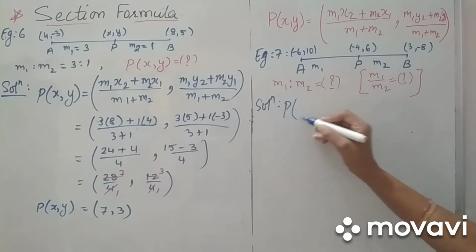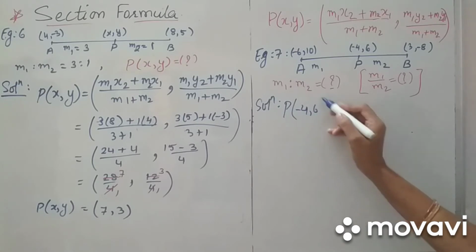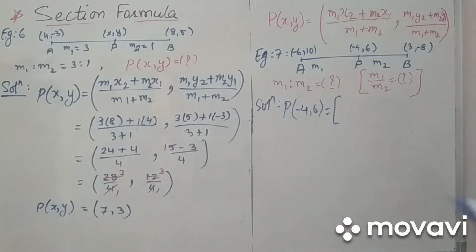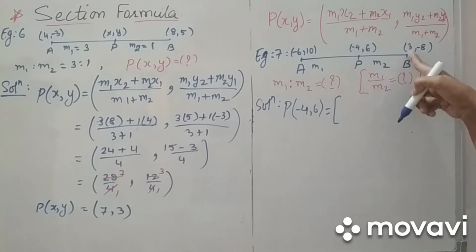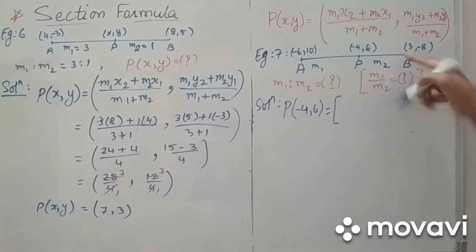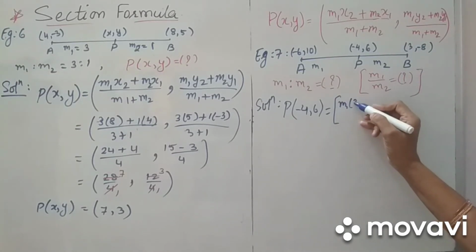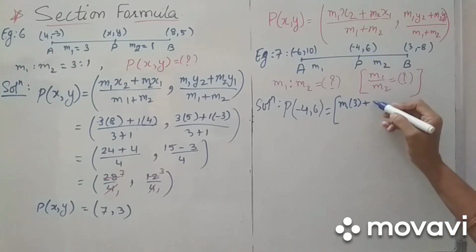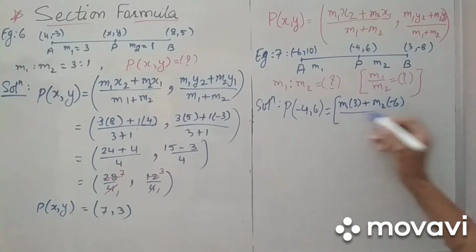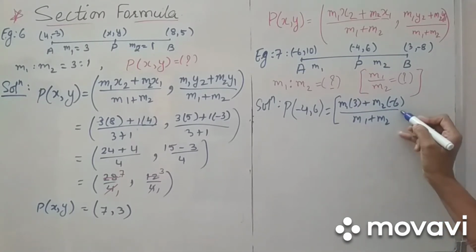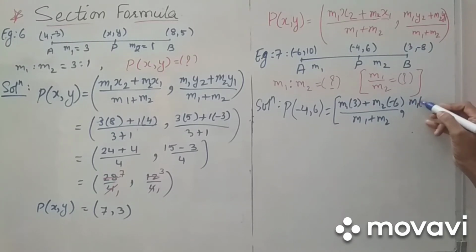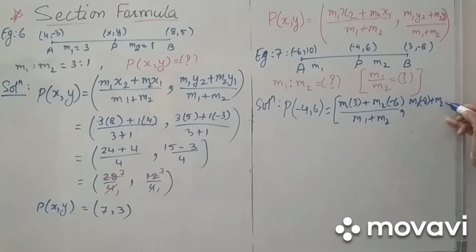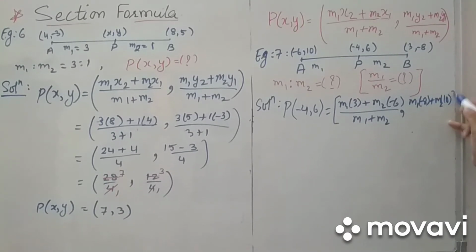Here I am writing the coordinates of P as minus 4, 6 is equal to m1 into the coordinate x2. So m1 and x2 will be my 3, plus m2 into minus 6, upon m1 plus m2. Same way the y coordinates also: m1 into minus 8 plus m2 into 10 upon m1 plus m2.